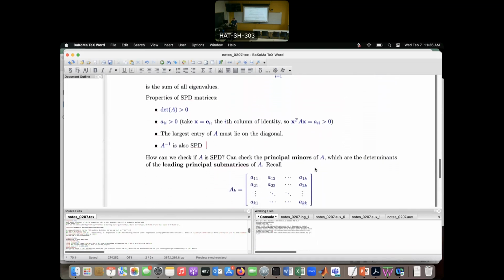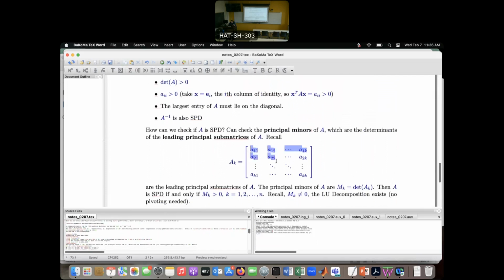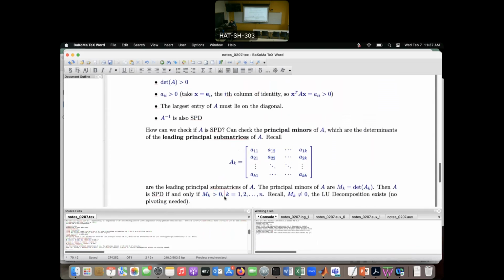Now, how can you check if a matrix is SPD? It's actually computationally expensive to do so. So I'm going to bring back a concept that I mentioned recently, the principal minors of A. When I was talking about the existence of the LU decomposition, the way you would confirm existence is that you would take these submatrices called the leading principal submatrices of A. So the upper left k by k block is the k-th leading principal submatrix. To refresh your memory, the principal minors of A are the determinants of these leading principal submatrices. And the LU decomposition exists if and only if all the principal minors are non-zero. So here we have a similar condition. A symmetric matrix A is positive definite if and only if all of the principal minors are strictly positive.